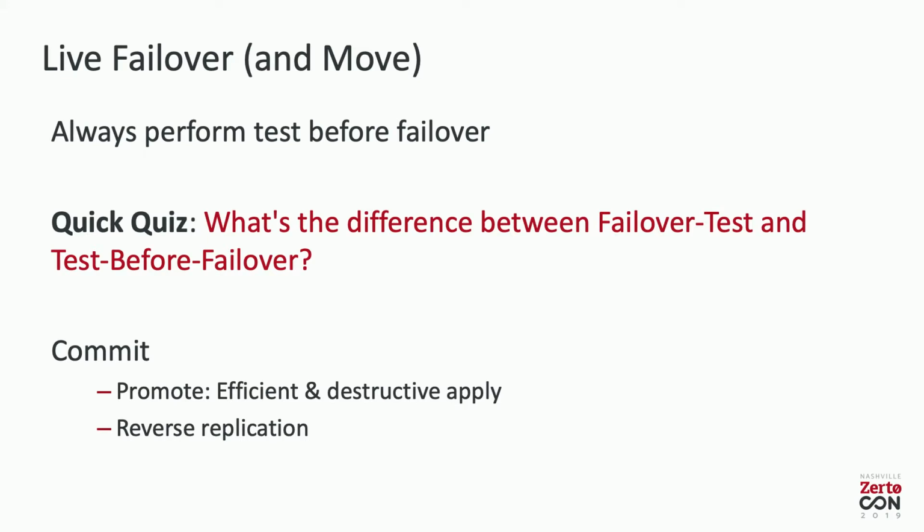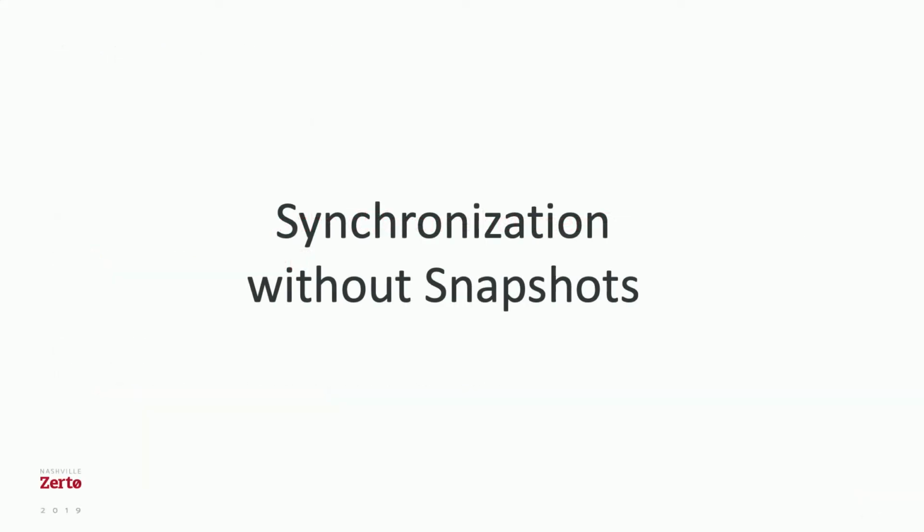Okay, so let's start moving. We talked about the journal, talked about how we use it for failover and test. Now another application for the journal is to synchronize the source and target without taking snapshots. If you think about it, it's very easy to synchronize two disks that do not change. If it does not change, synchronization is the easiest process in the world. You copy it. But if it changes, it's difficult.